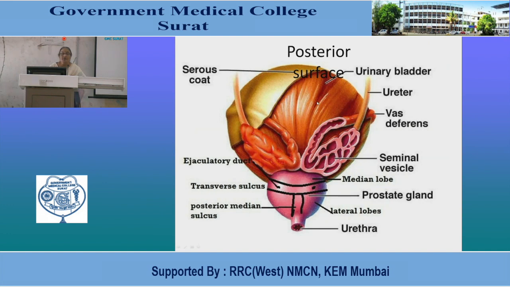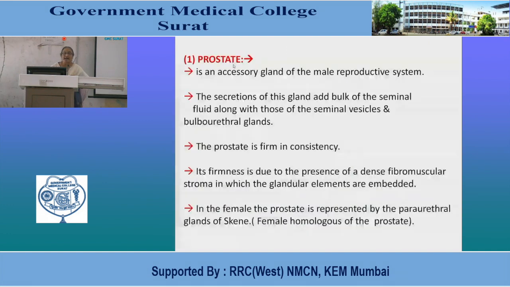Now moving to number 1. The prostate is a large accessory gland of the male reproductive system. Its secretion forms the bulk of the seminal fluid, along with those of the seminal vesicles and the bulbourethral glands, which we will do later along with those topics.